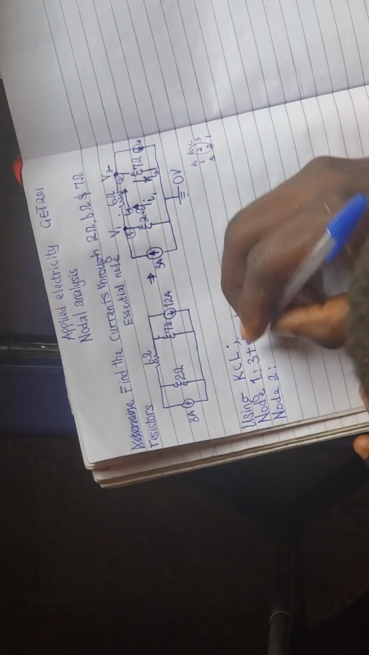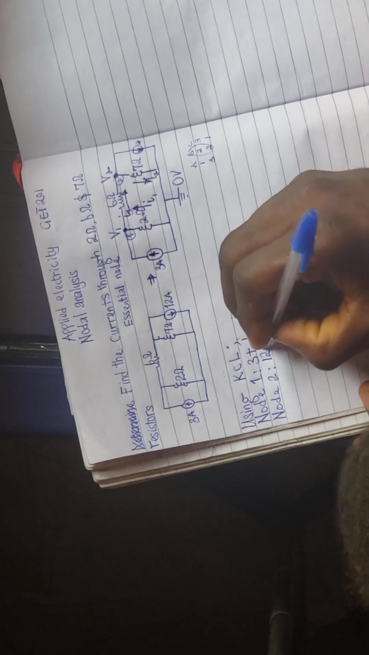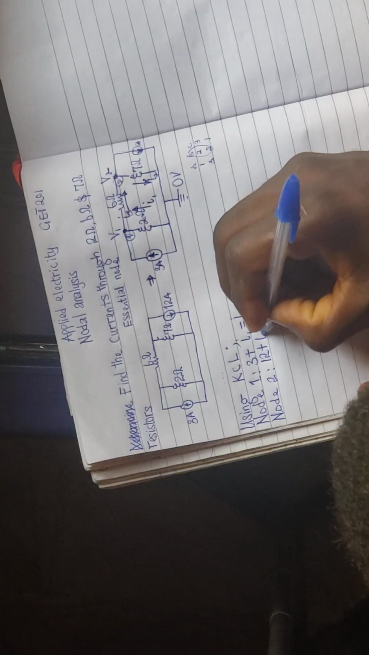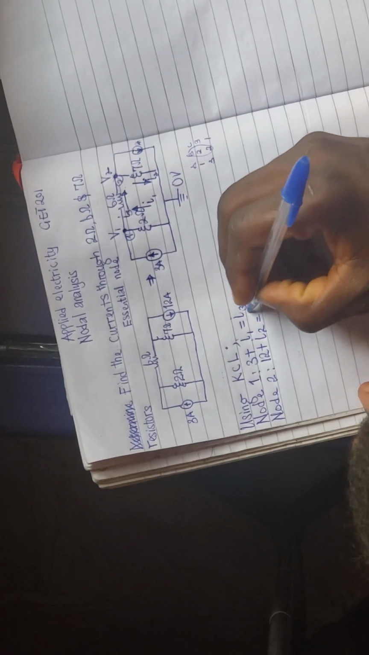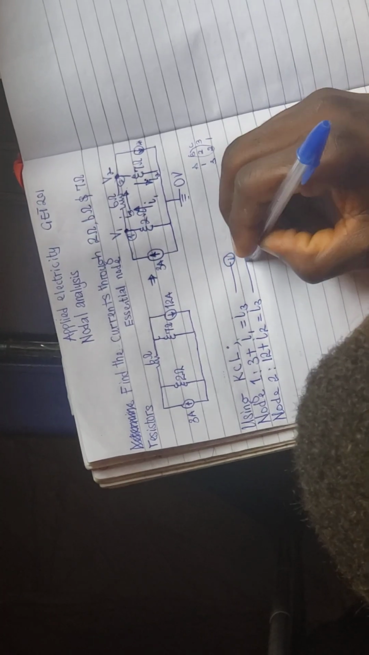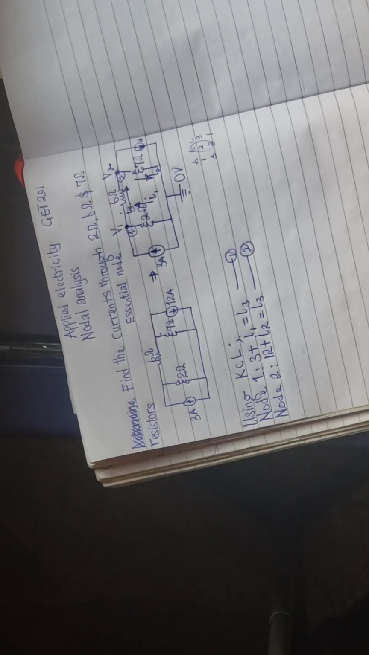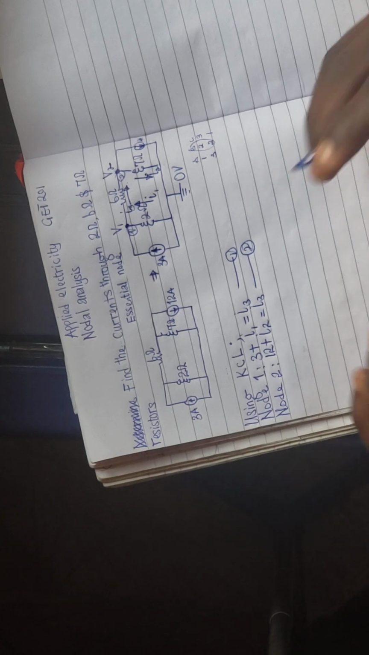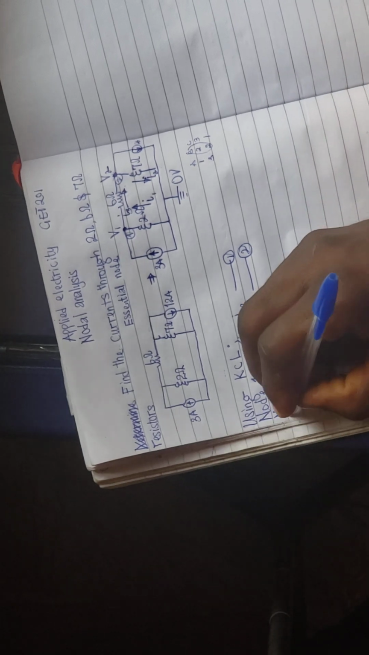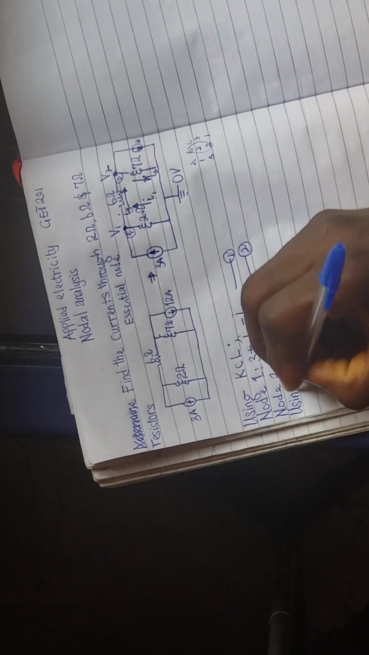So now we have I1 plus I2 is equal to I3. So that is equation 2. Now we've obeyed what KCL says. Now after this, the next step is to use Ohm's law.